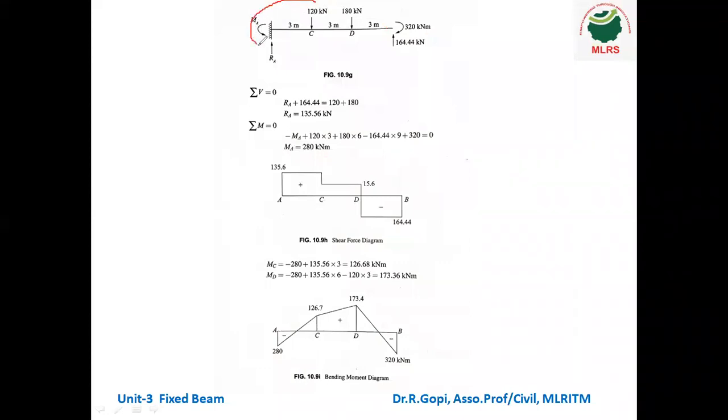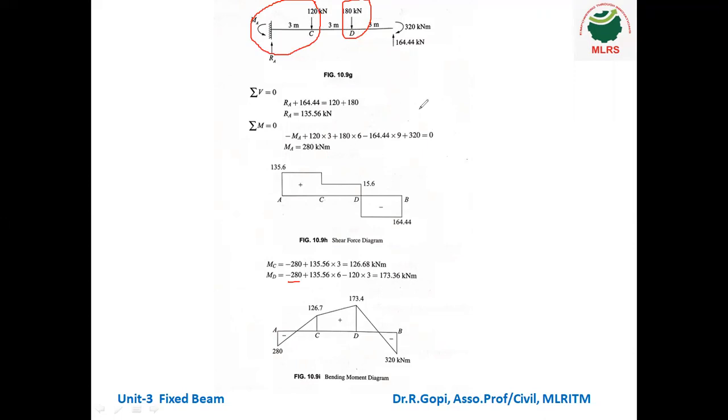For this bending moment at C, we are considering only the left side, okay, for easy calculation purpose. So minus MA then RA into 3. That's all. Next come to the 180 kilonewton point. Okay, again same. Minus 280 plus RA into 6 meter. RA into 6 meter. Next minus.